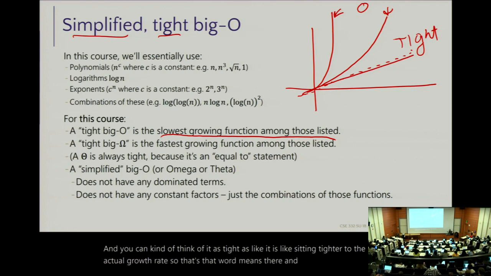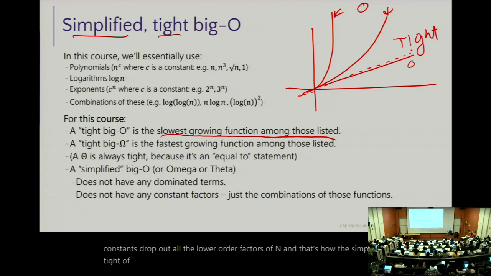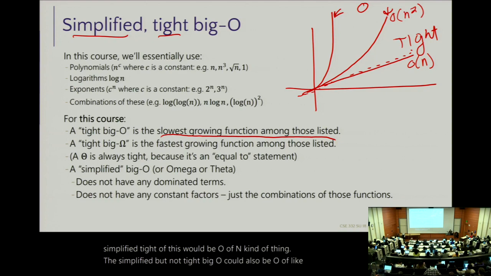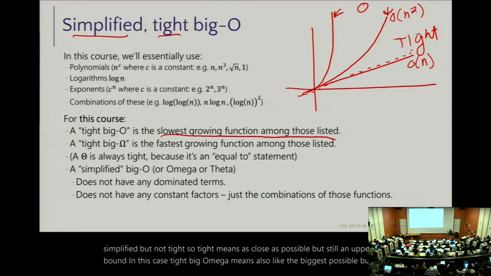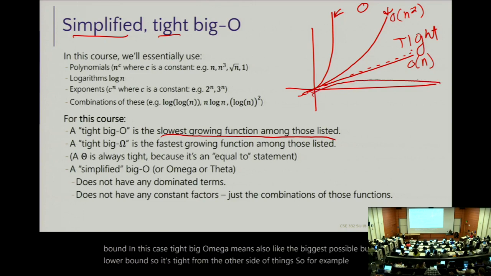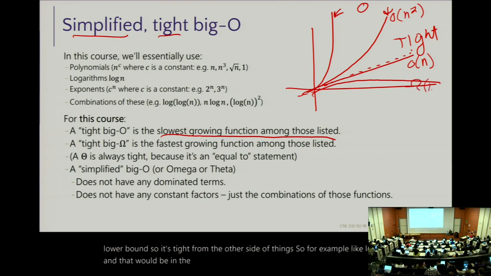And by simplified, we mean drop out all the constants. So drop out all the coefficients, drop out all the constants, drop out all the lower order factors of n. And that's how the simplified tight of this would be O of n. The simplified but not tight big O could also be O of n squared. That's simplified but not tight. So tight means as close as possible, but still an upper bound in this case. Tight big omega means also the biggest possible but the lower bound. So it's tight from the other side of things. So for example, log n would be in the omega here, but it's not tight. So the linear would be the tight.